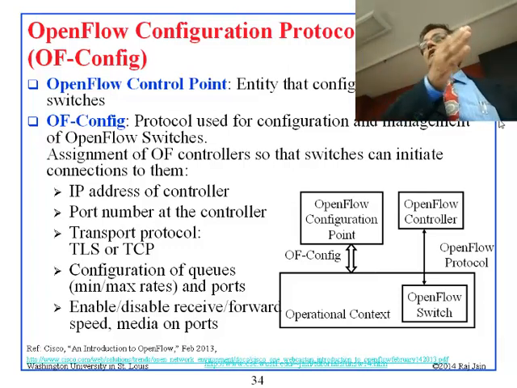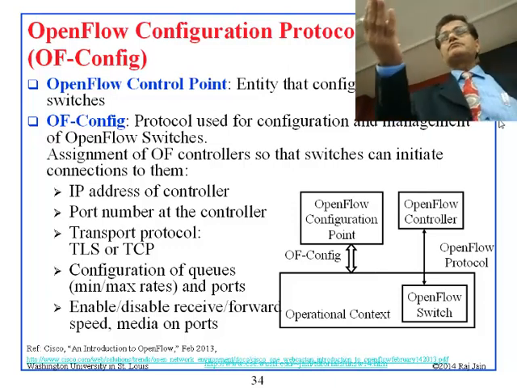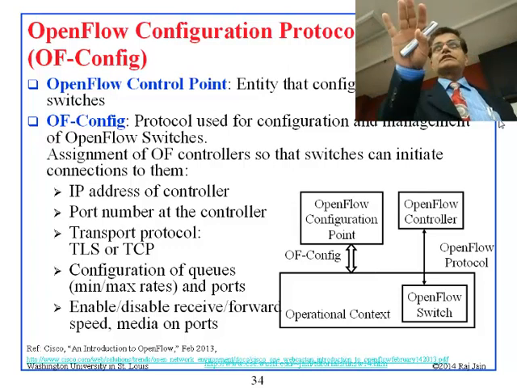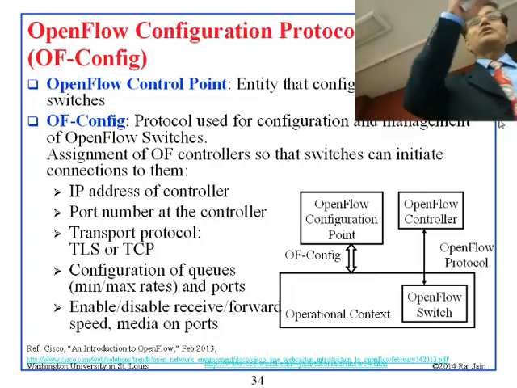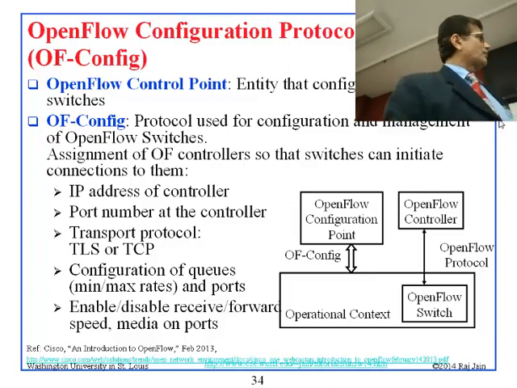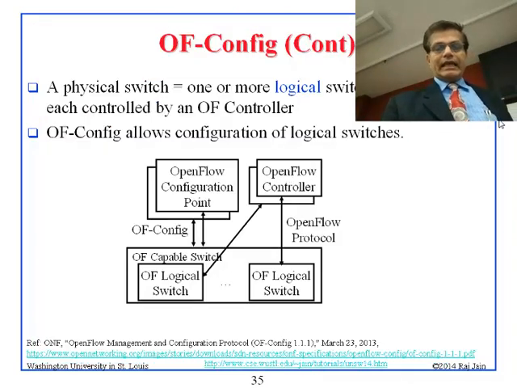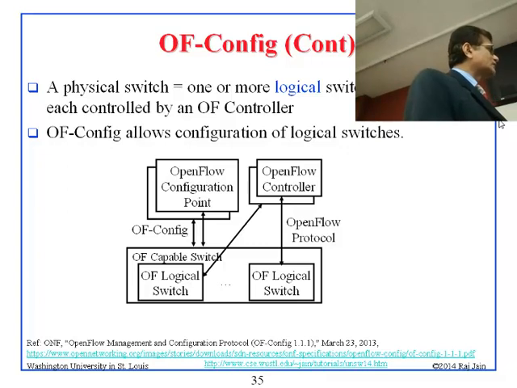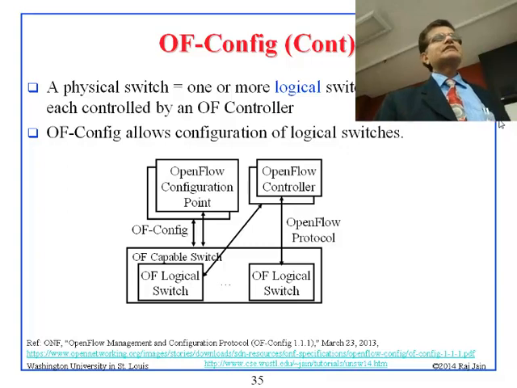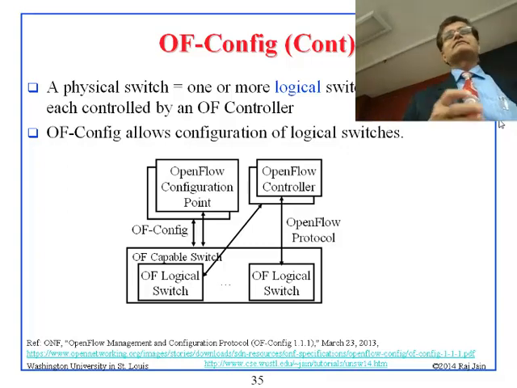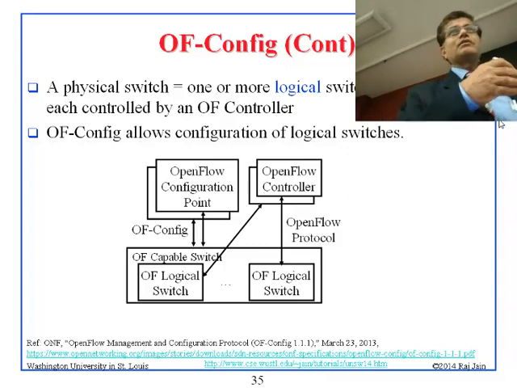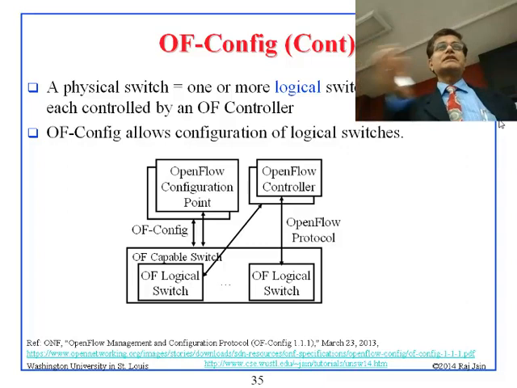OF-Config is another protocol standardized by ONF. It allows you to configure the switch, just like OVSDB allows you to configure an Open vSwitch. OF-Config allows you to configure an OpenFlow switch. And like we said before, you could have one switch which has many virtual switches, and each virtual switch could have a separate controller and a separate configuration point. Some of this is more of an idea rather than everyday practice. So I don't know how often they use these things, like having a single switch be multiple virtual switches, but this is allowed.